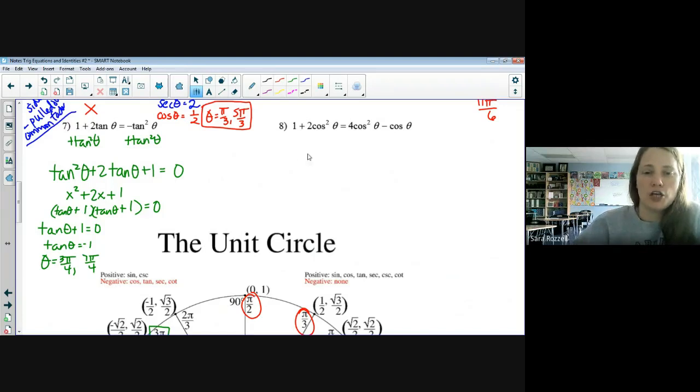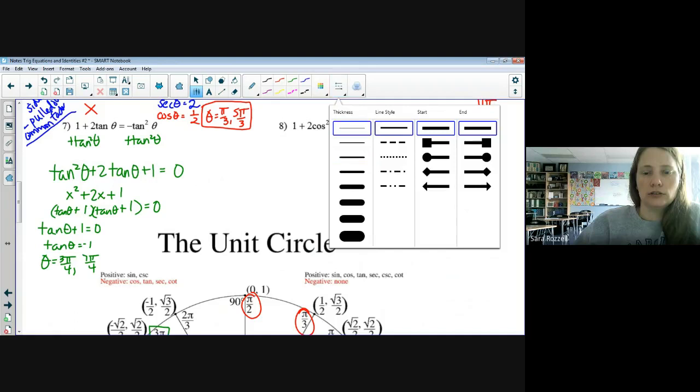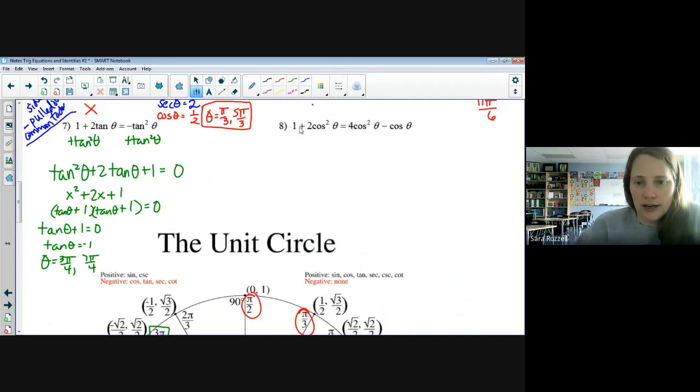Let's go ahead and do number 8. I don't know why I'm singing, maybe because it's the last day before spring break. I'm going to subtract 1 at the same time.